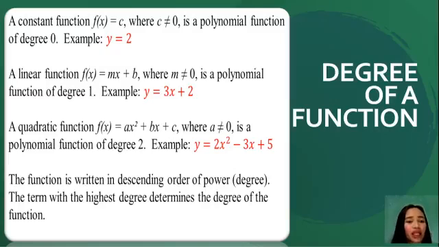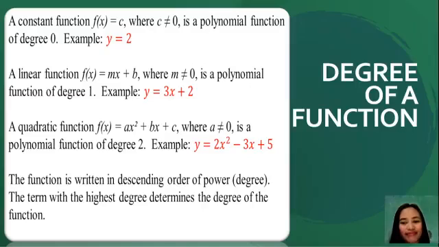Then the next one, the function is written in descending order of the power degree. So the term with the highest degree determines the degree of the function. If you are given a polynomial function, you need to take a look at the highest exponent. And what is the highest exponent given in the polynomial function? That will be the degree of a function.